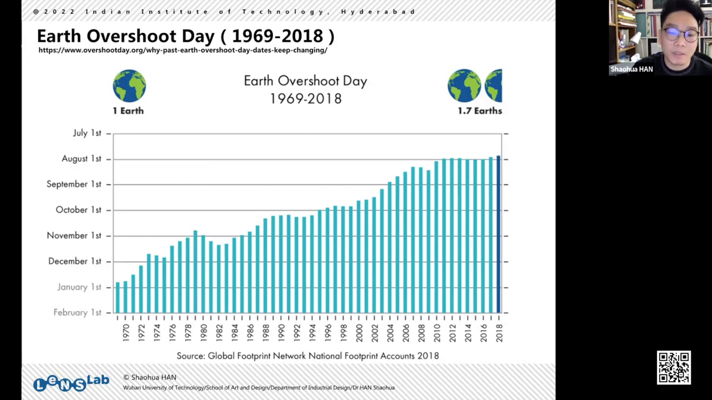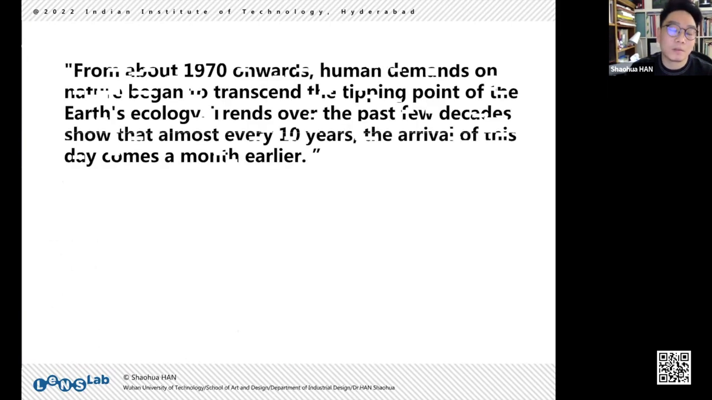This happened even in China and also in India, I think, especially in some countries that are developed. So maybe we can make it clearer: from about 1970 on, human demands on nature began to transcend the tipping point of Earth's ecology.